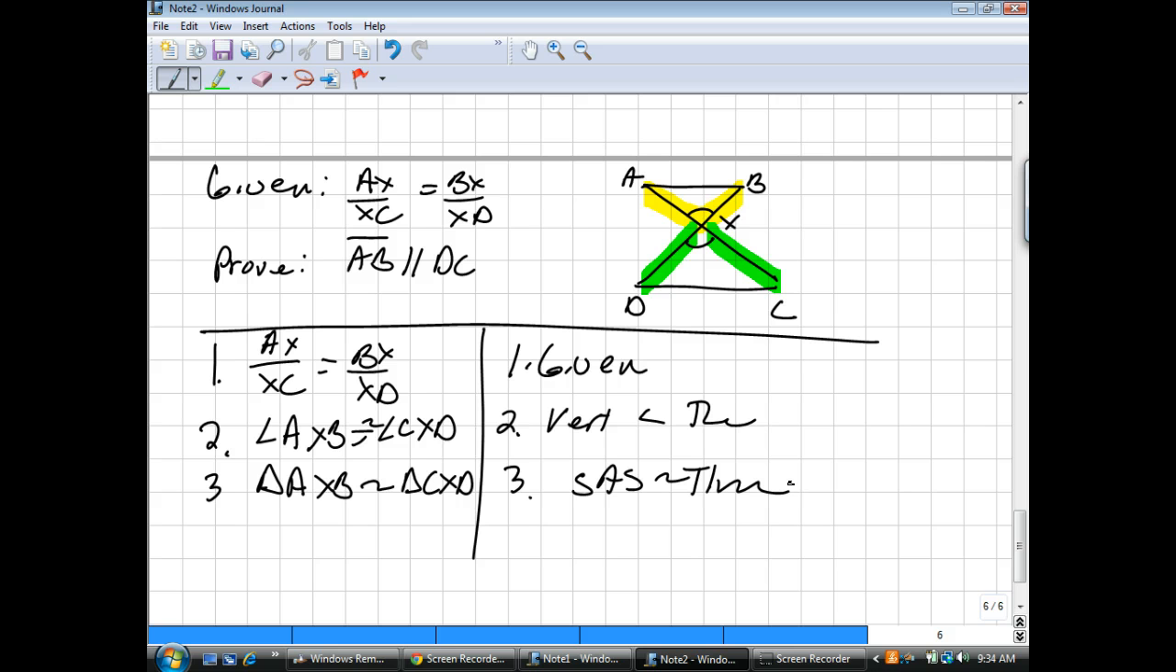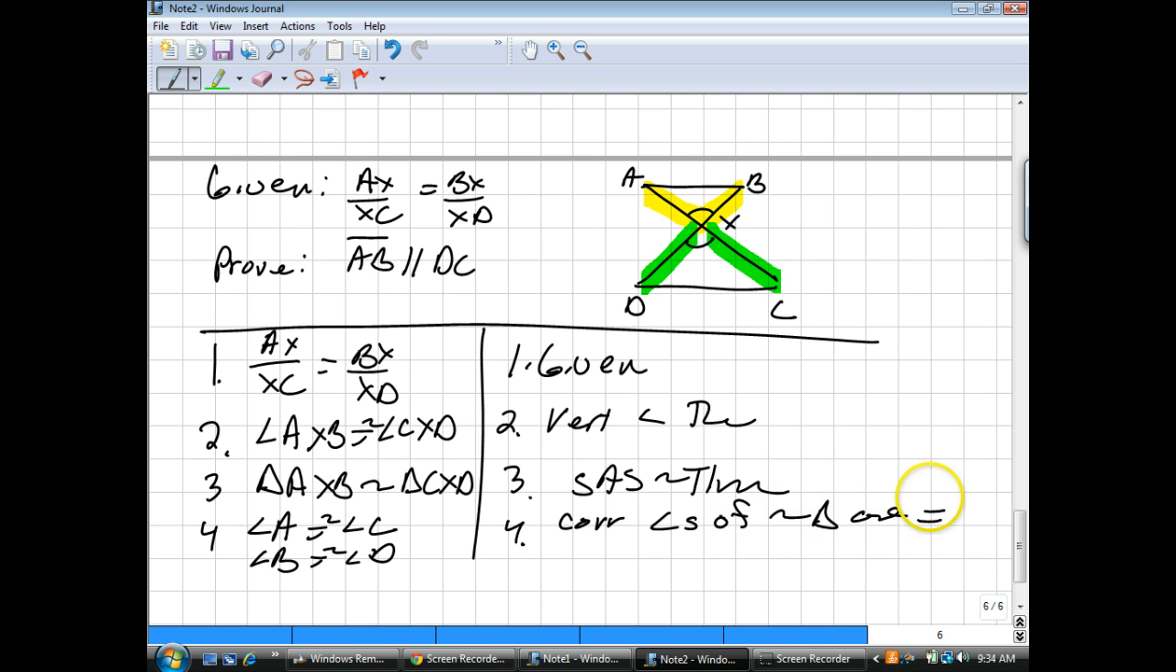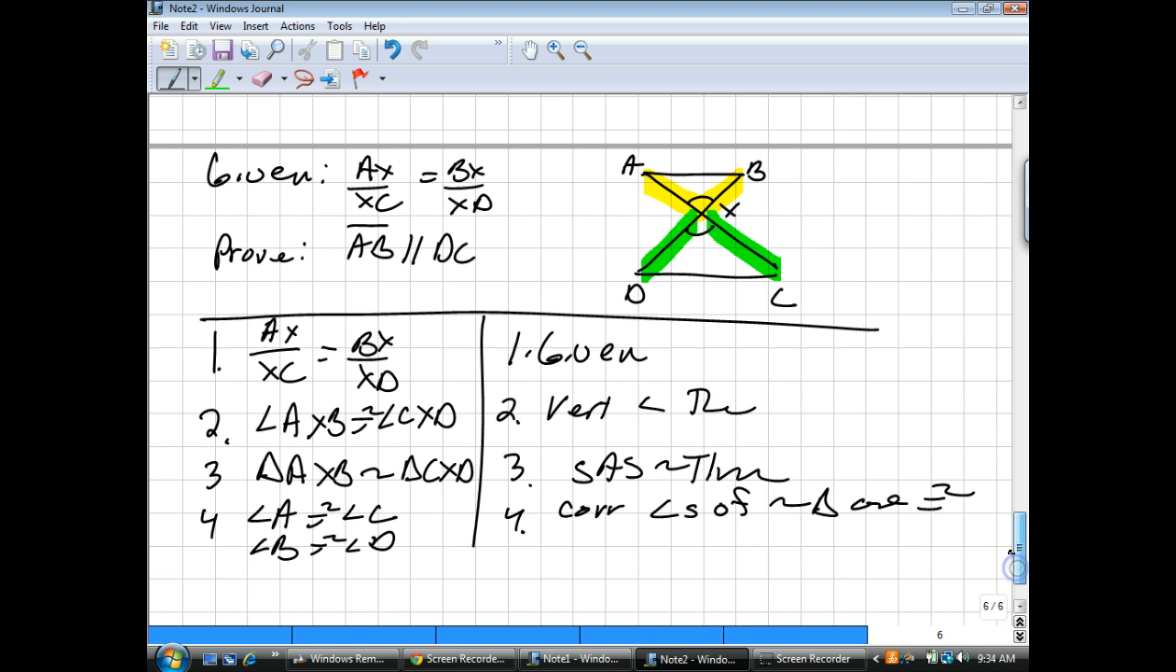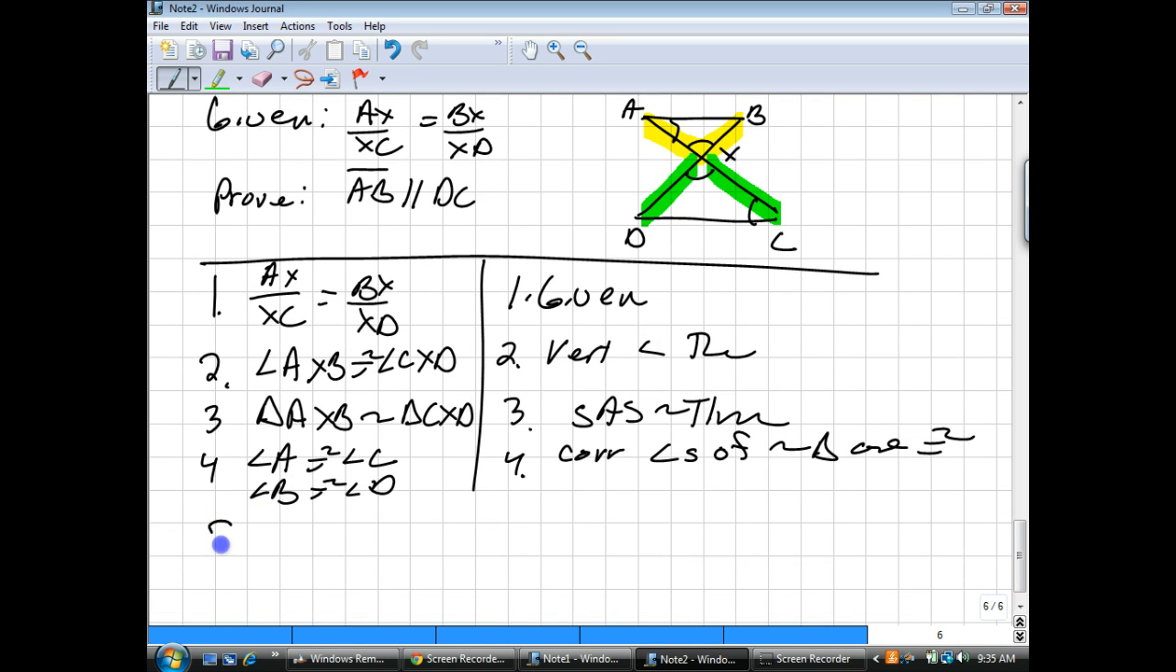Okay? Then if they are similar, then angle A is congruent to angle C, or angle B is congruent to angle D, because corresponding angles of similar triangles are congruent. Then if angle A is congruent to angle C, those are alternate interior angles, so I have two lines cut by a transversal, and alternate interior angles are congruent, therefore AB must be parallel to DC.